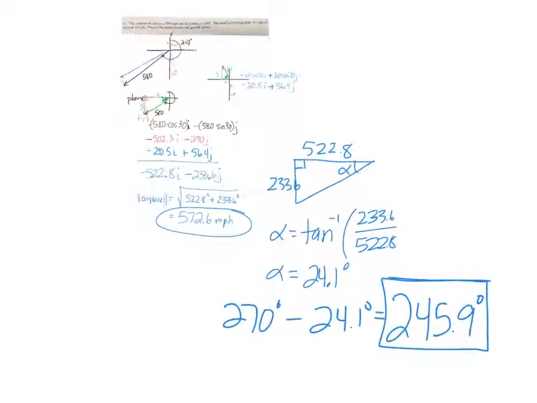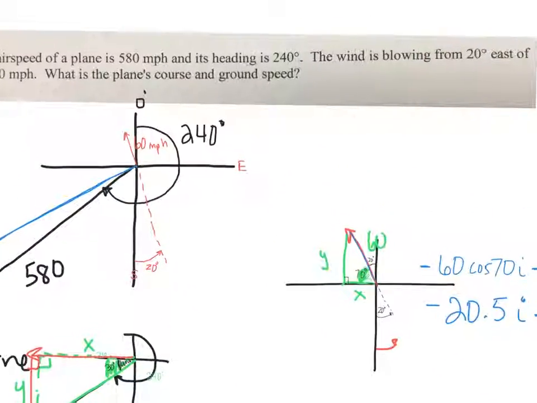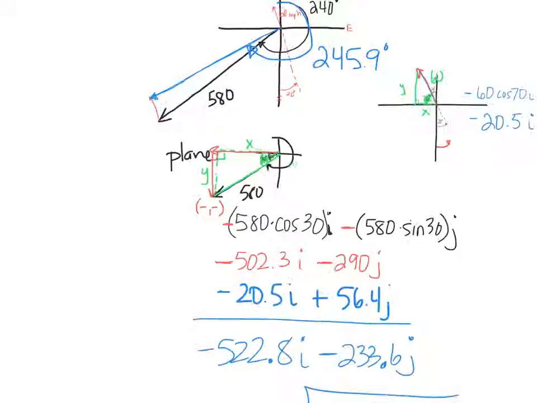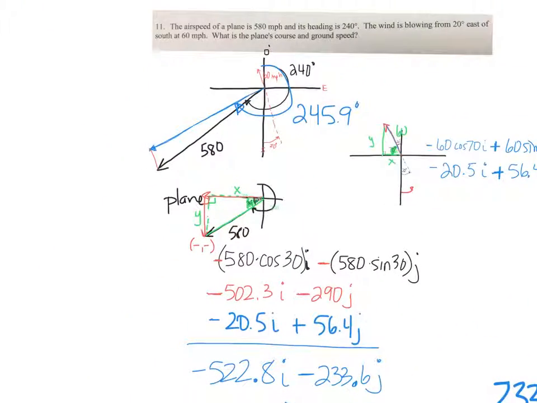Okay, so what was initially 240 is now over here at 245.9 degrees, and the plane is flying at 572 miles per hour. So a little bit slower and a little farther to the west.